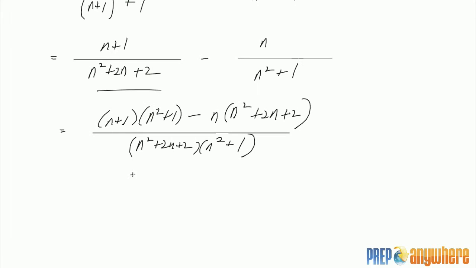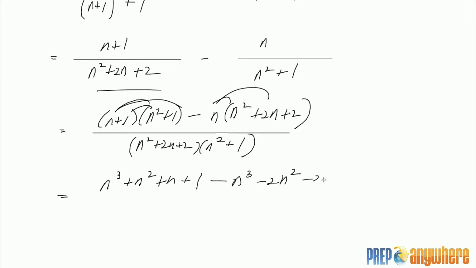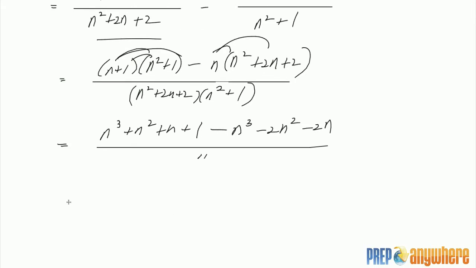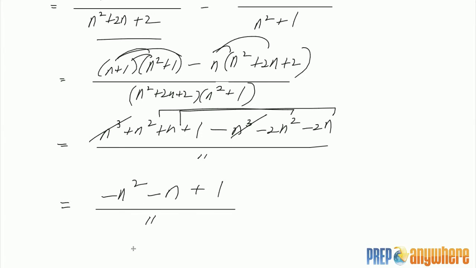Okay, so let me clean that up. You get n cubed plus n squared, and n plus 1, minus n cubed minus 2n squared minus 2n. Same thing at the bottom. So that cancels out, and these two collect to become minus n squared. Those two collect to give you minus n, and there's a plus 1. The same thing at the bottom.